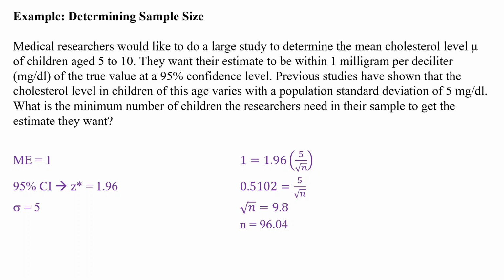Now, we can't have 96.04 children. We need a whole number. And remember, we always round up for these. If we were to round down, we would lower the value of n. Lowering the denominator increases the standard error, and that's going to increase our margin of error, which we don't want to do. We don't want to go over 1 milligram per deciliter here.